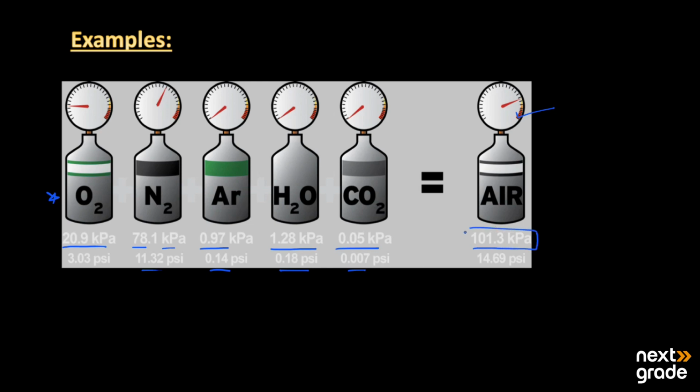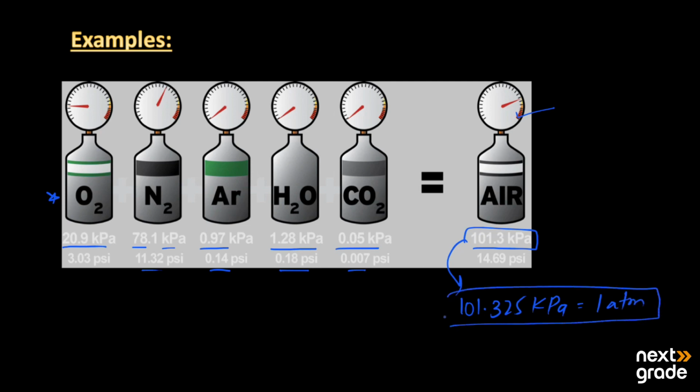So the total air pressure is 101.3 kilopascal, or we can also write it as 101.325 kilopascal, which is equal to 1 atm, or 1 atmospheric pressure. This is also equal to 760 torr. It is also equal to 760 millimeter of mercury. It means the total pressure of the air in our atmosphere is 1 atm.